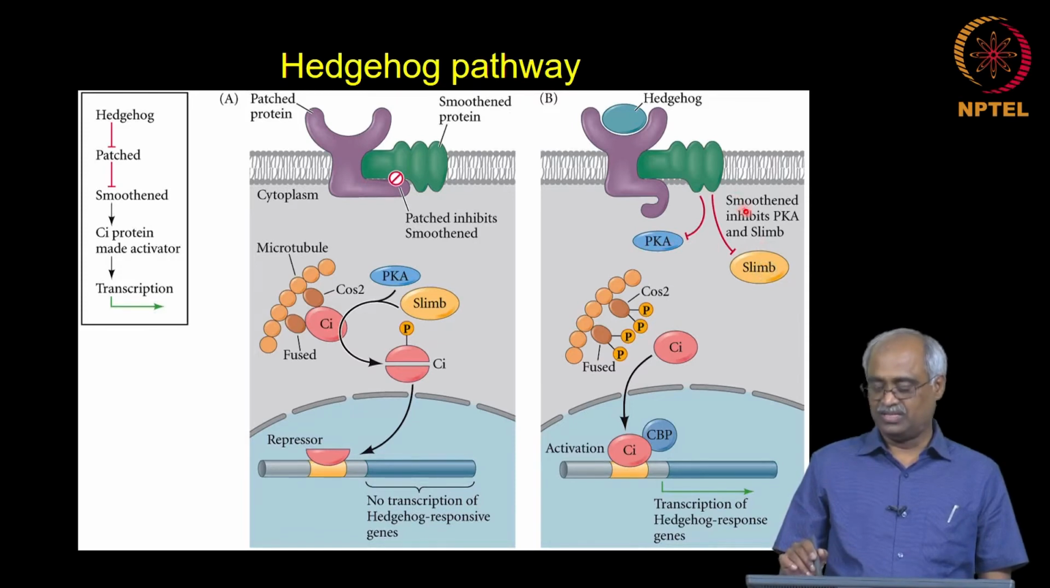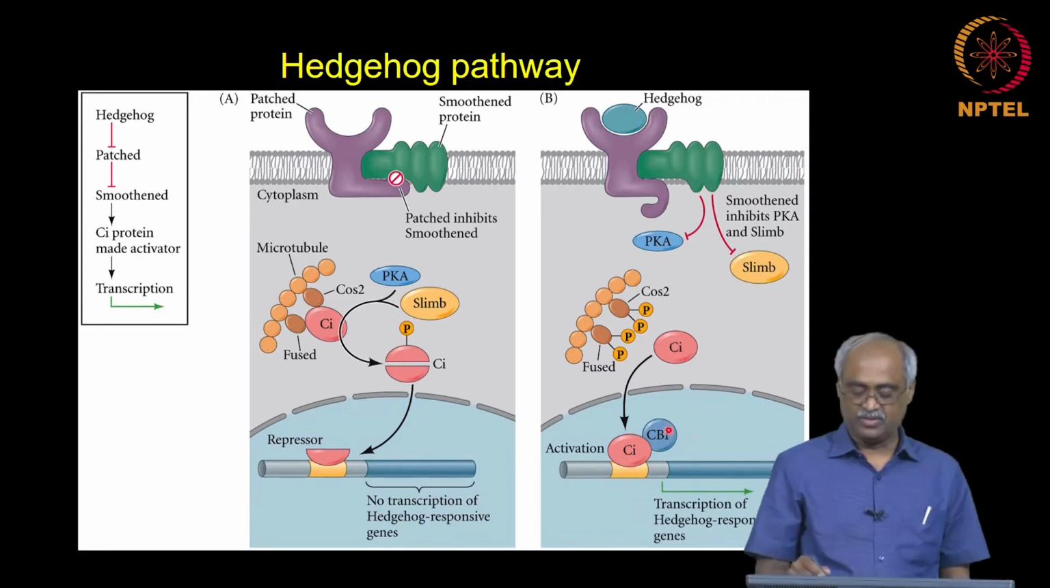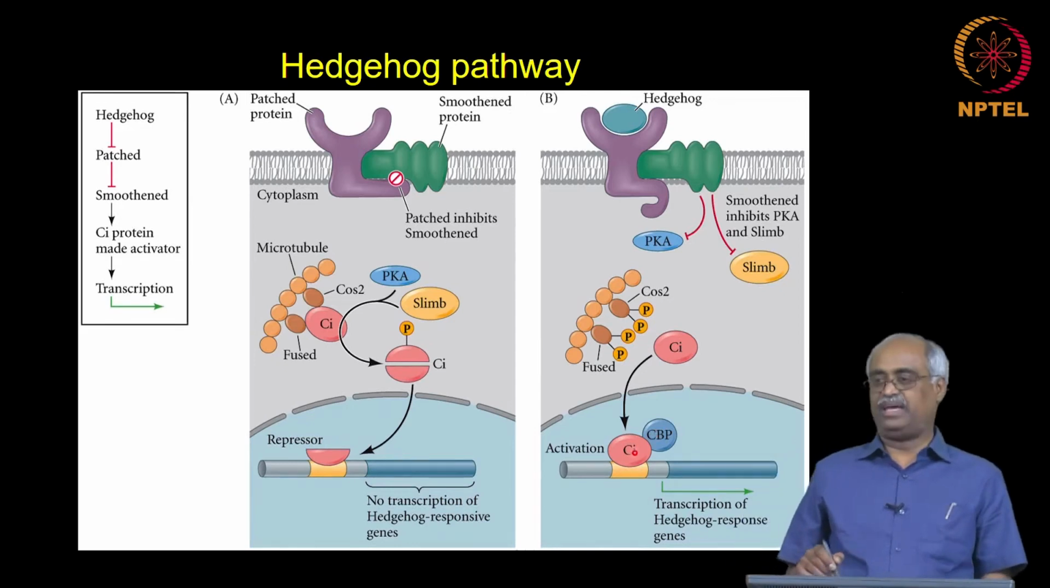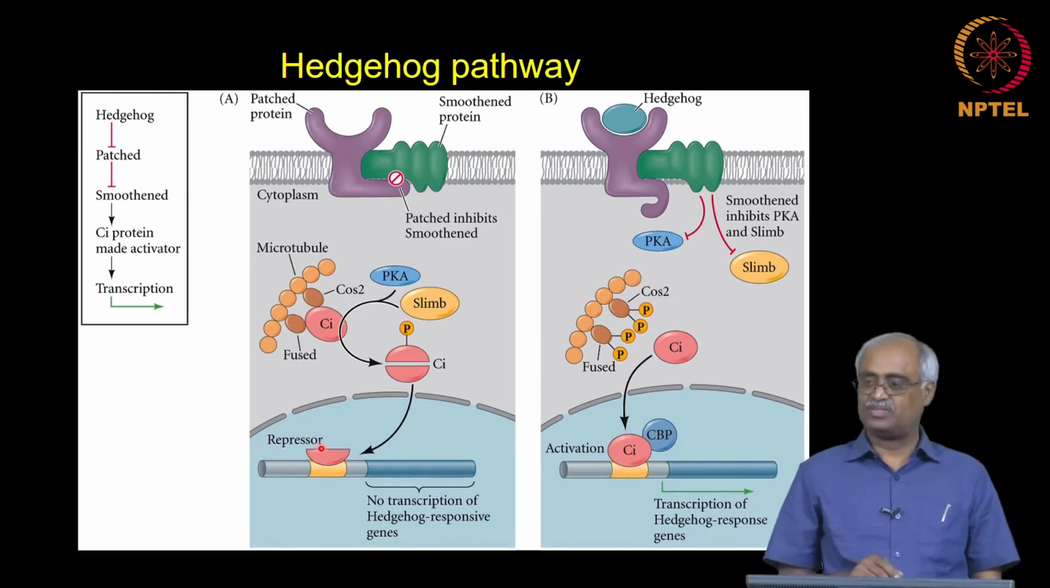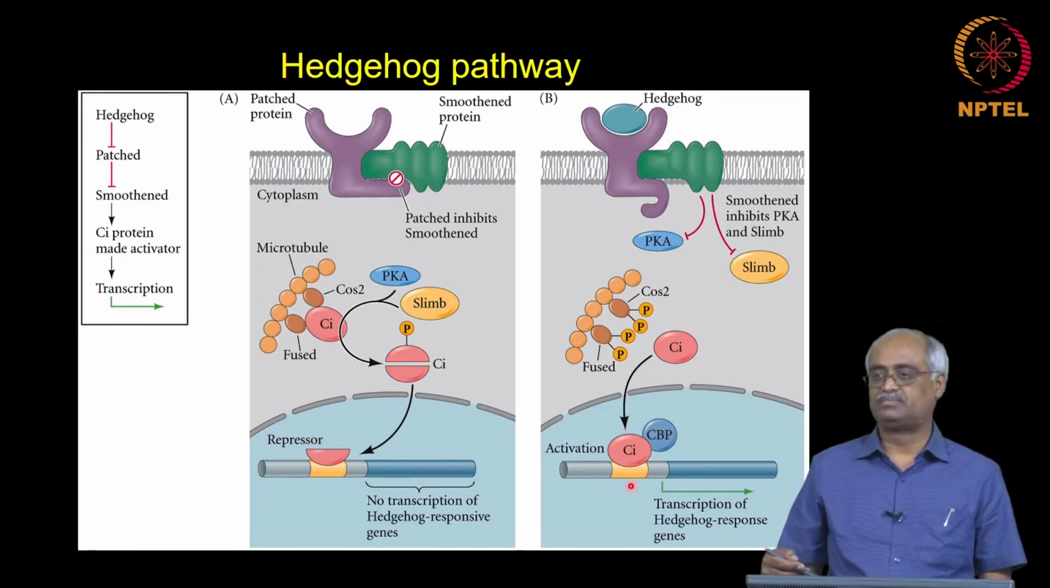Second, Smoothened, by phosphorylating these two proteins, Cos2 and Fused, releases Ci from the microtubules, and now the Ci is not cleaved because these two are suppressed. It translocates and then it recruits a protein called CBP and it becomes an activator. It is no longer a repressor, instead it becomes an activator. So this is how the Hedgehog response genes are activated. This is how this pathway works.